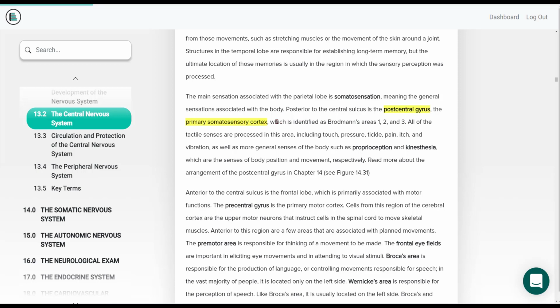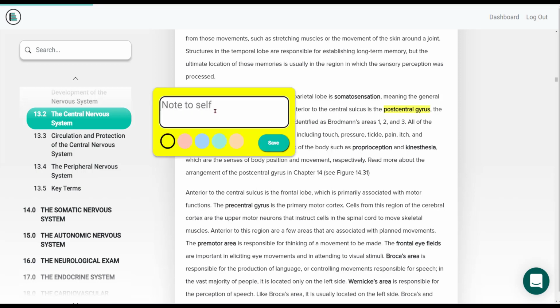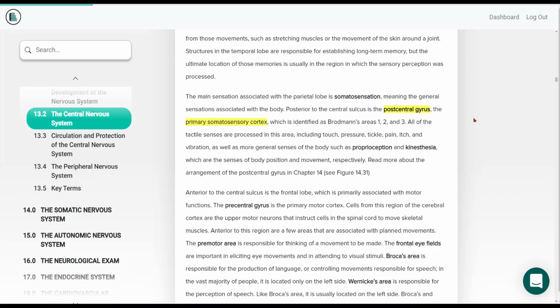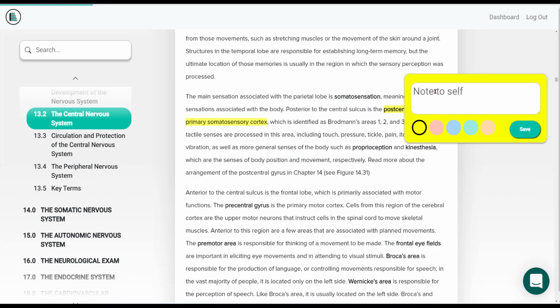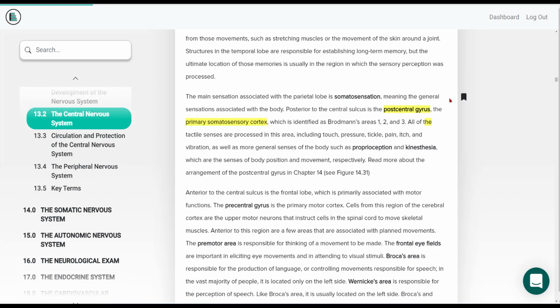You'll also see this region called the sensory strip. So the postcentral gyrus is also called the sensory strip. Okay, so it's a strip of the cortex, and it's where most of your sensory information is perceived. So we'll leave that there, and we'll save that little comment for your notes.